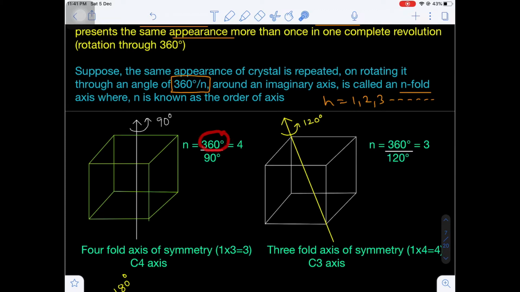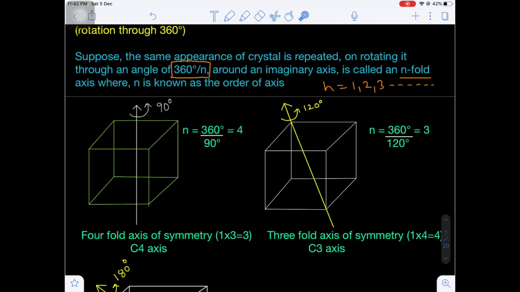So in the total of 360 degrees, each 90 degrees you will get the identical structure. That means 360 by 90, so the structure will be repeated 4 times. That's why this is called a four-fold axis of symmetry. This imaginary axis is called the C4 axis or four-fold axis. Are you getting my point? Such C4 axes will be 3 in total. So this is the second axis of symmetry, and this will be the third axis of symmetry.